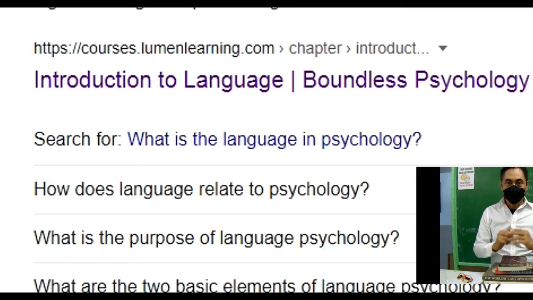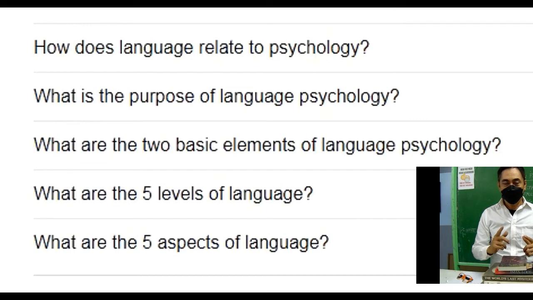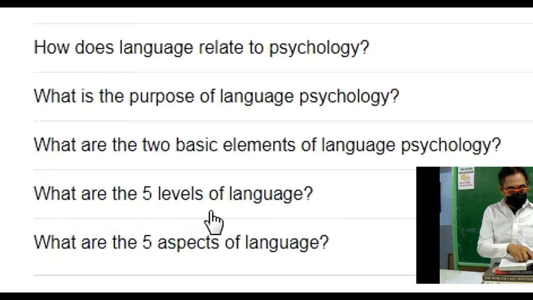Okay guys, so for your homework, can you answer these questions here? How does language relate to psychology? What is the purpose of language in psychology? Number 3, what are the basic elements of language in psychology? And what are the 5 levels of language? What are the 5 aspects of language? You can submit your answers written on bond paper right here in our Google Classroom.